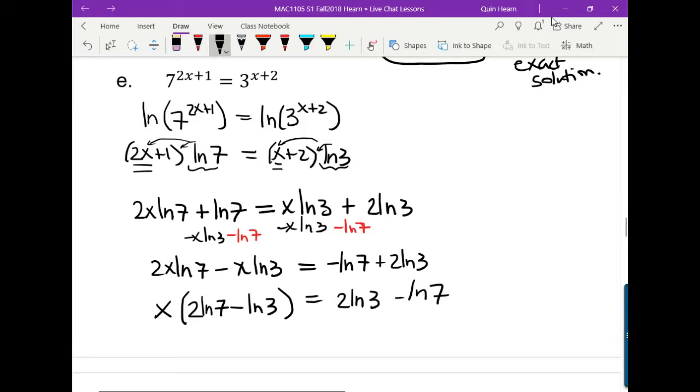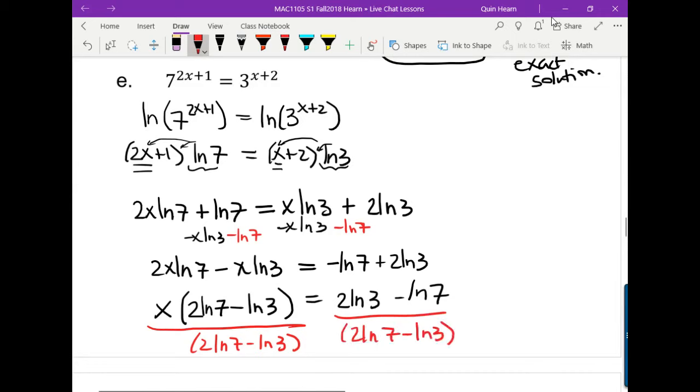Okay, and then the last step is the same. You're going to divide both sides by whatever this stuff is that's being multiplied by the x. All right, so x is equal to 2 natural log of 3 minus natural log of 7 over 2 natural log of 7 minus natural log of 3.